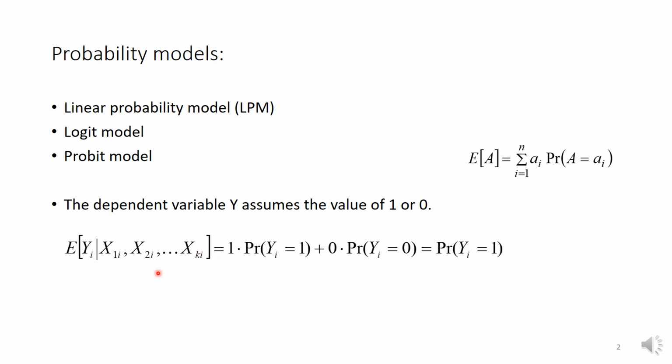So in our case, the expected value of y, because y will take on either 1 or 0, is going to be 1 times the probability that y equals 1, plus 0 times the probability that y equals 0. Because 0 times this is gone, the expected value of y is just the first term, which is the probability that y equals 1.